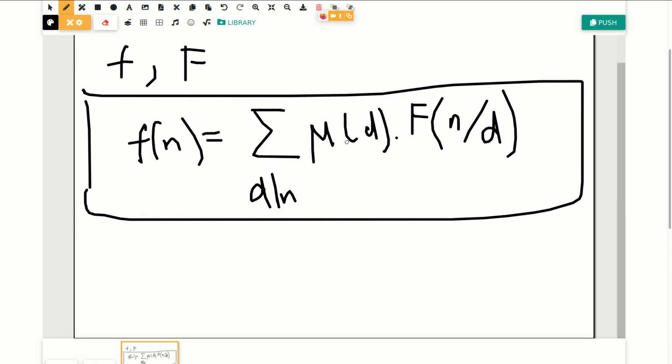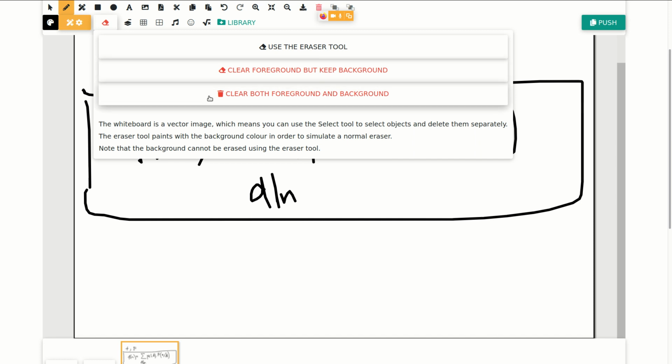Just see that we multiply the mu of d value with the N by d value of capital N. So if we have a product uv equal to n, u goes to mu and v goes to capital F.